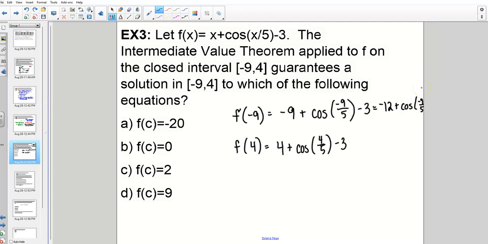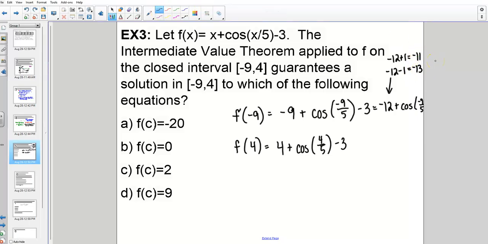What is the biggest cosine could be? The very biggest cosine of anything could be is 1. The lowest it could be is negative 1. So this right here could be negative 12 plus 1, which would give us negative 11. It also could be negative 12 minus 1, which would give us negative 13.